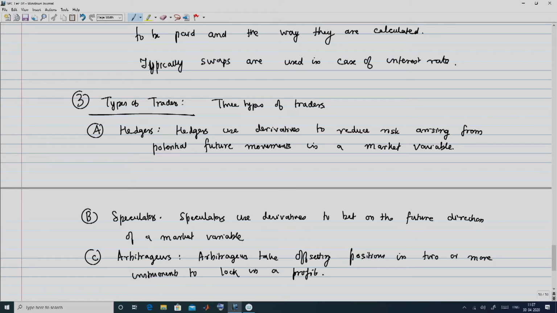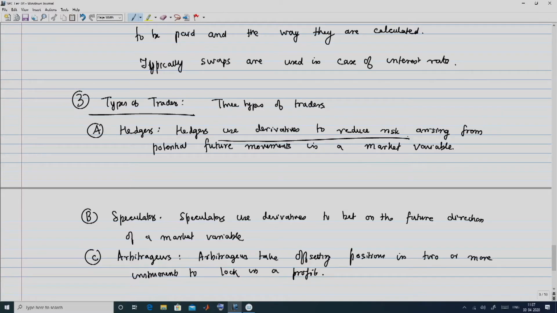So, let me explain this in a little more detail. Who are the hedgers? So, the hedgers use derivatives to reduce risk. Hedgers are essentially risk managers who will use these derivatives to hedge against or take preventive measures against unfavorable movements of the underlying asset. A simple example could be that a hedger could buy a futures to lock in the price of a certain underlying asset at a future time point.